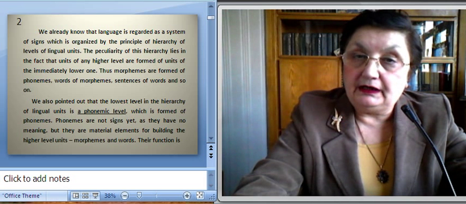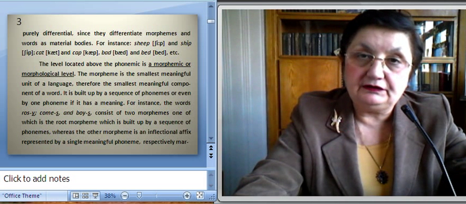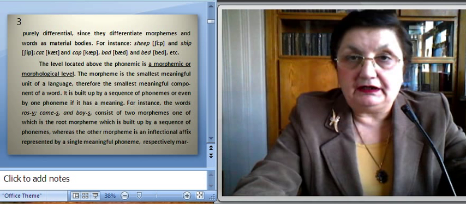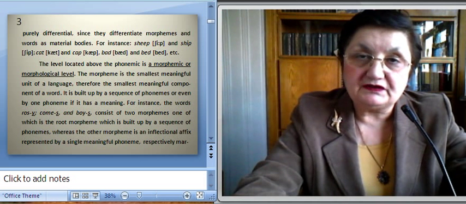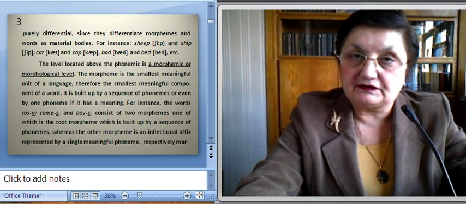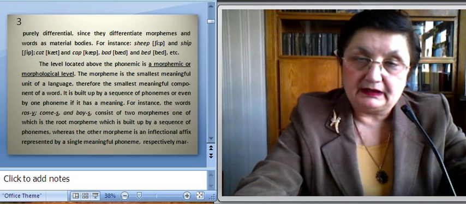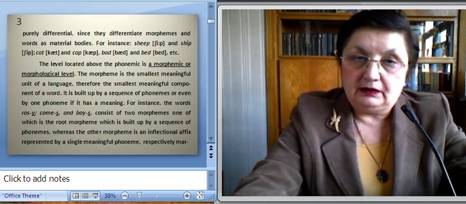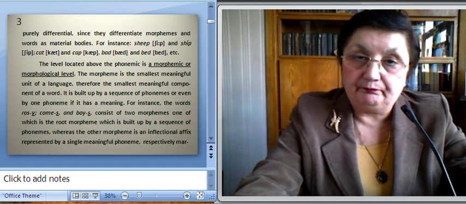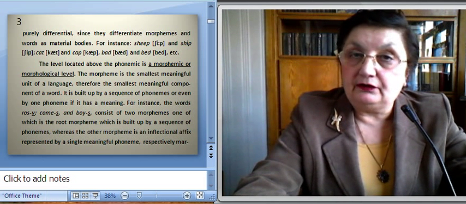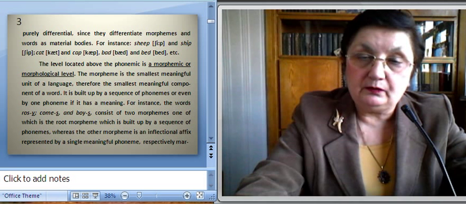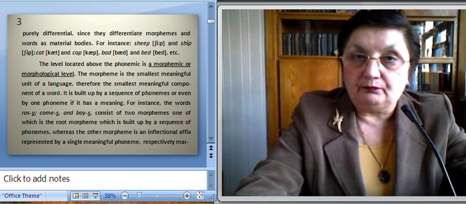Their function is purely differential, since they differentiate morphemes and words as material bodies. For instance, sheep and ship, cap and cat, bed and bad. The level located above the phonemic one is a morphemic or morphological level.